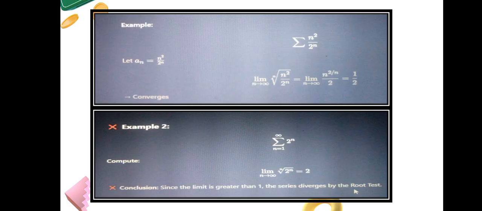For example number 2, summation of n equals 1 to infinity of 2 raised to n. To compute the limit as n approaches infinity of the nth root of 2 raised to n, it equals 2. So from this example, the limit is equal to 2, so it is greater than 1. So the series diverges because it is greater than 1. Based on the previous slides, if the limit is greater than 1, the series diverges.